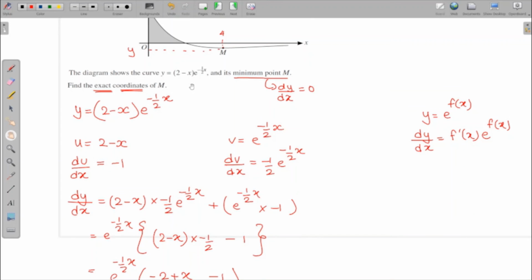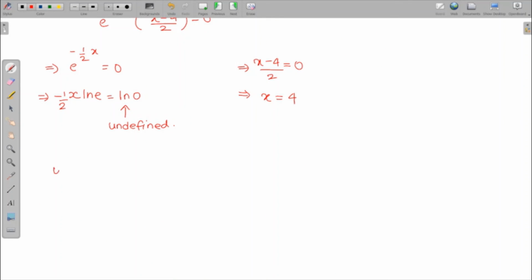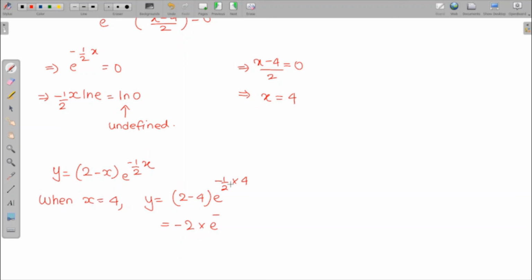We can just plug in the value of x in the equation of the curve given. The equation of the curve that was given to us was y equal to (2 - x) e^(-x/2). So when x is equal to 4, y will be equal to (2 - 4) e^(-1/2 times 4). That will be -2 times e^(-2), because -1/2 into 4 will give you -2. So -2e^(-2).